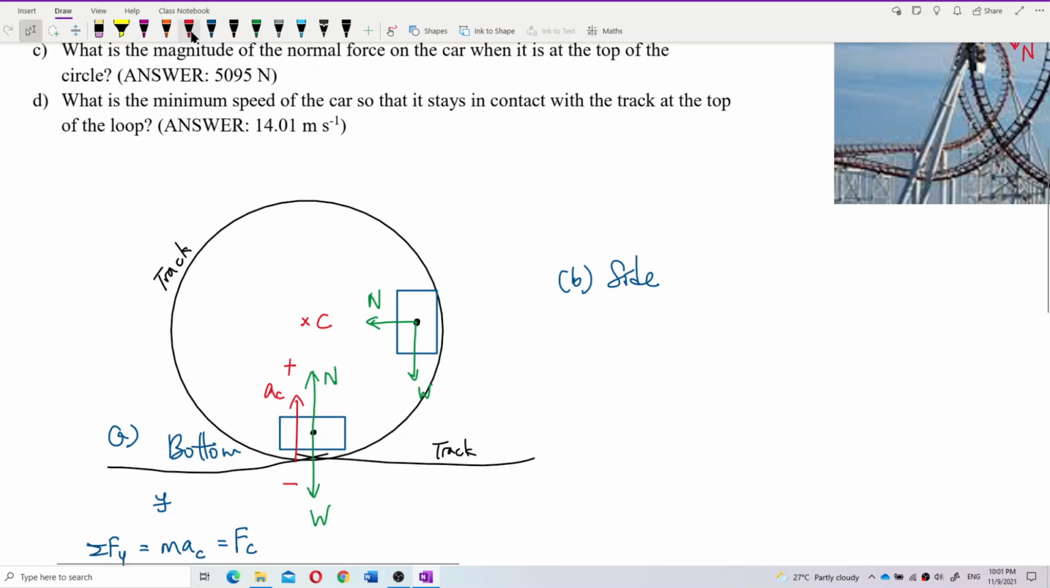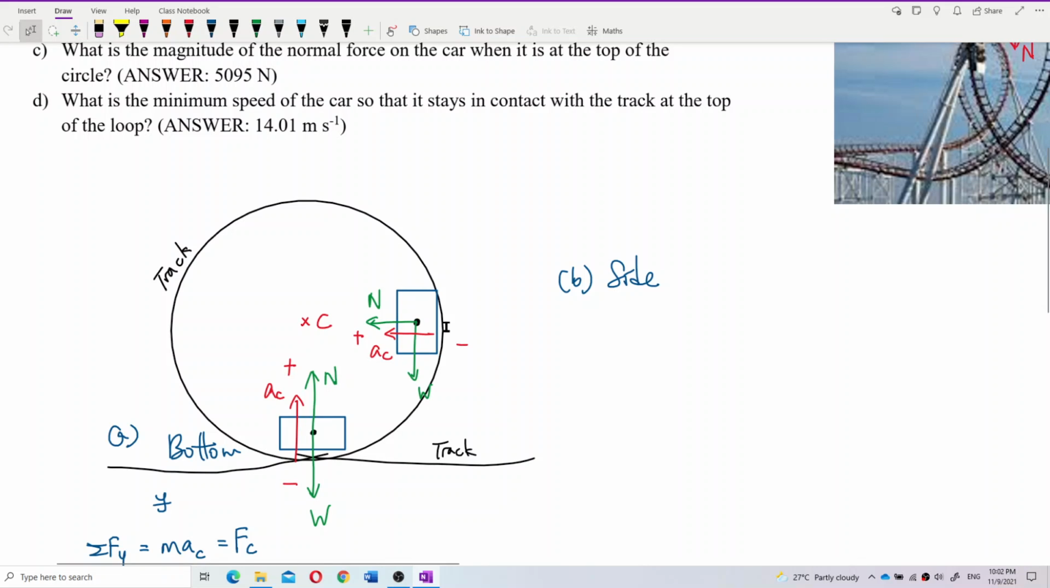So where's the centripetal acceleration? Towards the center of circle. So centripetal acceleration should be to the left, because the center of circle is at the left hand side. Direction following the acceleration is positive, opposite is negative.